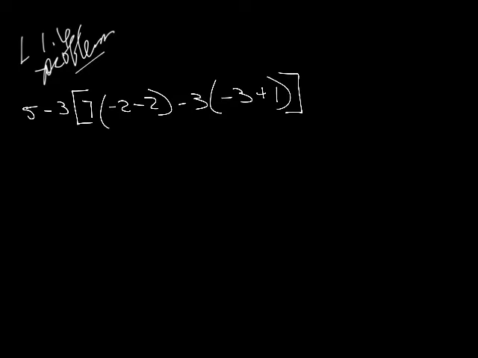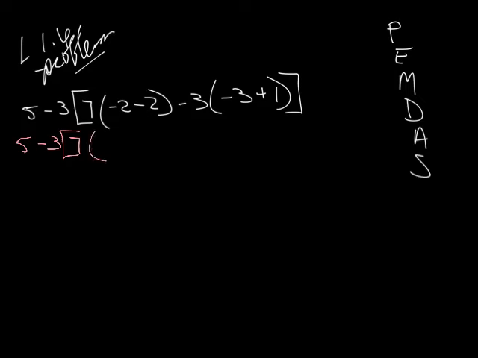Okay, so PEMDAS says we do parentheses first. So we're going to look and see what we have for our parentheses. So we have this brace right here, or bracket, or whatever that's called, that's taking everything in here. And then we've got these little ones. You always work on the inner ones first. So we're going to do this one, and we're going to do this one, and then we'll just kind of work our way out. So I'm just going to rewrite what I have.